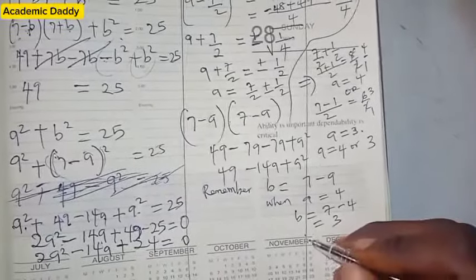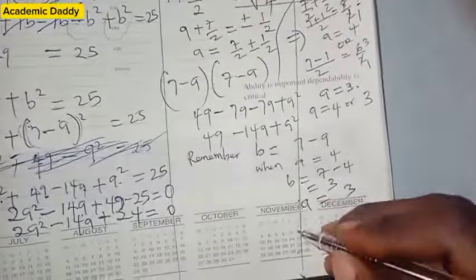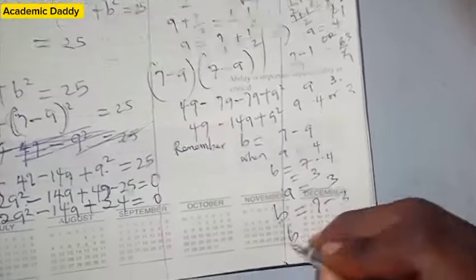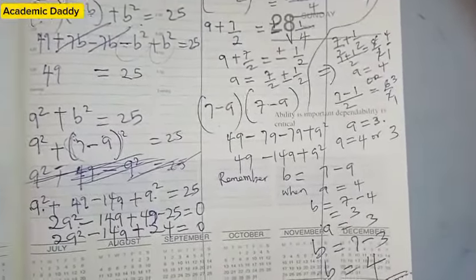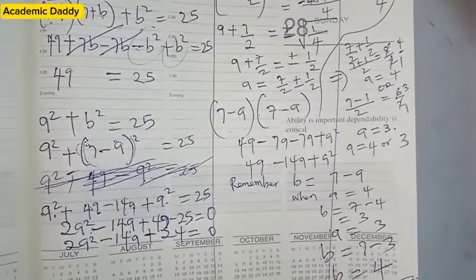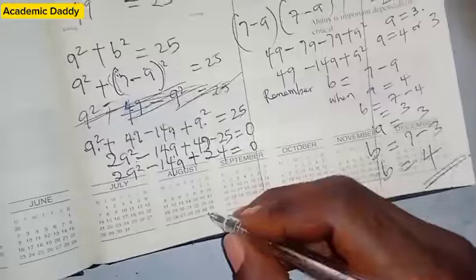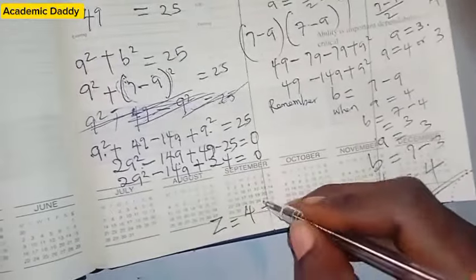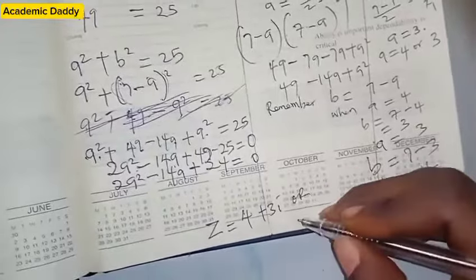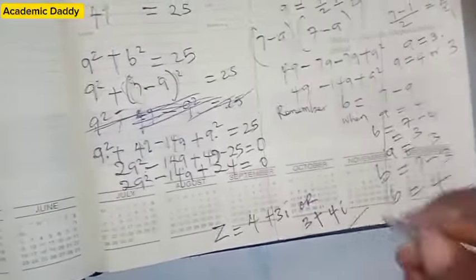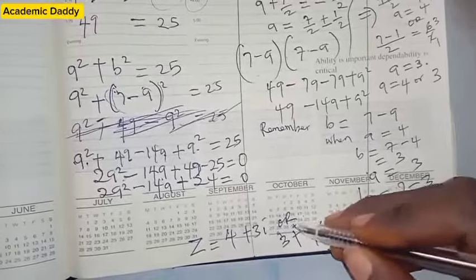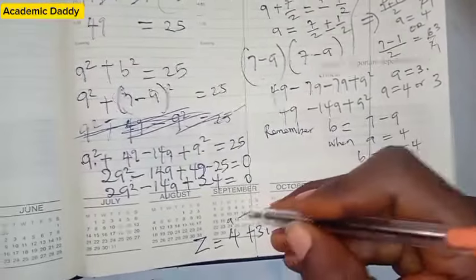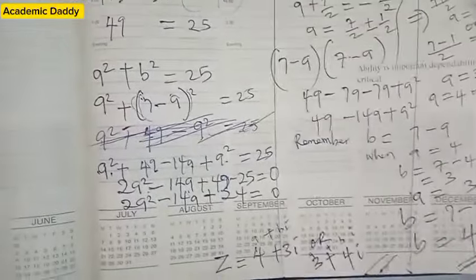And when a is equals to 3, b is equals to 7 minus 3, b is equals to 4. So that means we now have our z to be equals to 4 plus 3i, or 3 plus 4i. That's what it means. So that is a plus bi, or a plus bi. You need to understand it by taking your time to go through it. Thank you. All right.